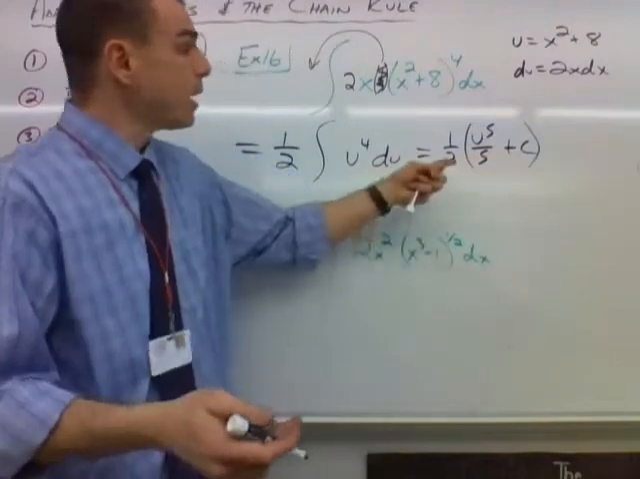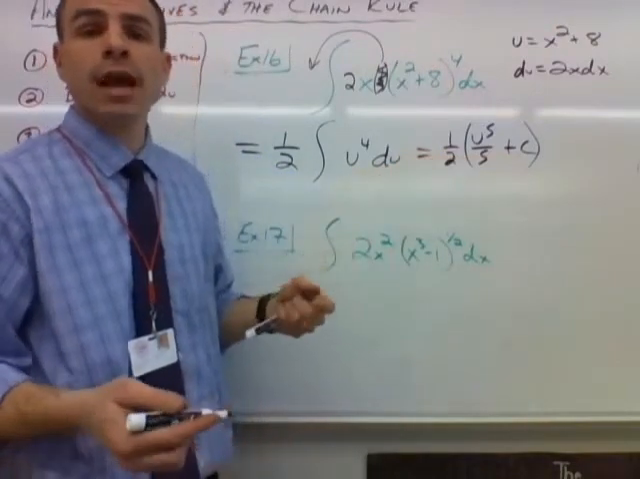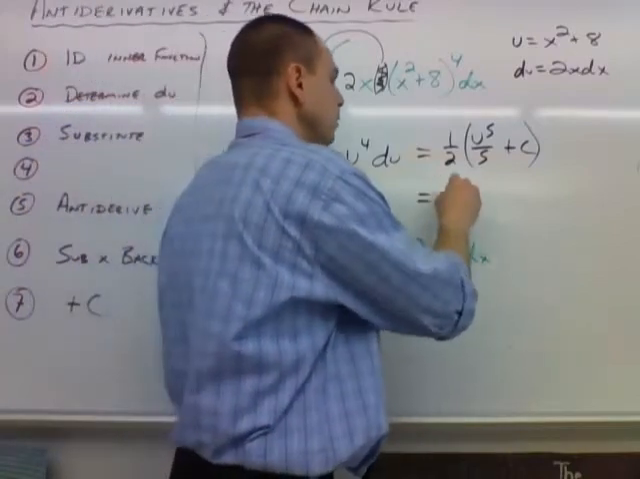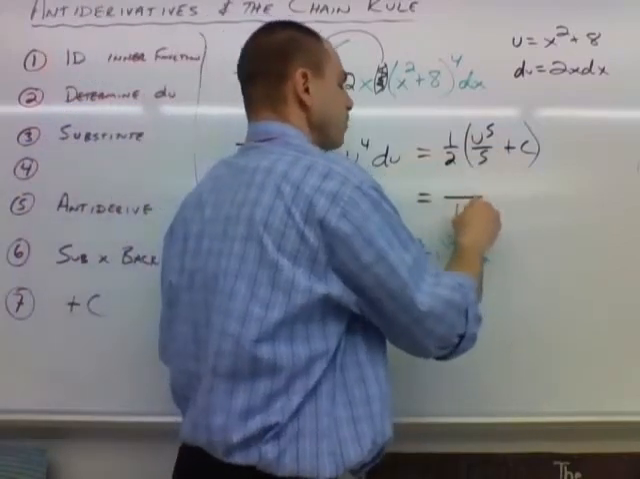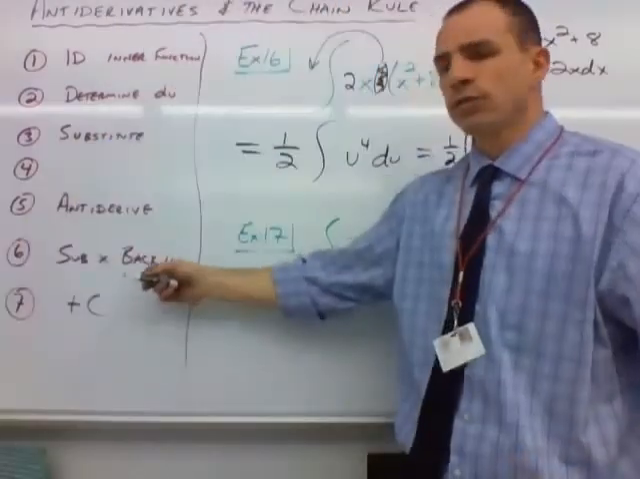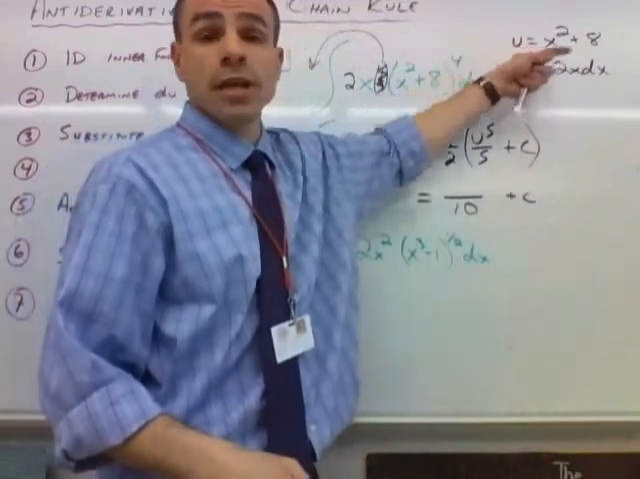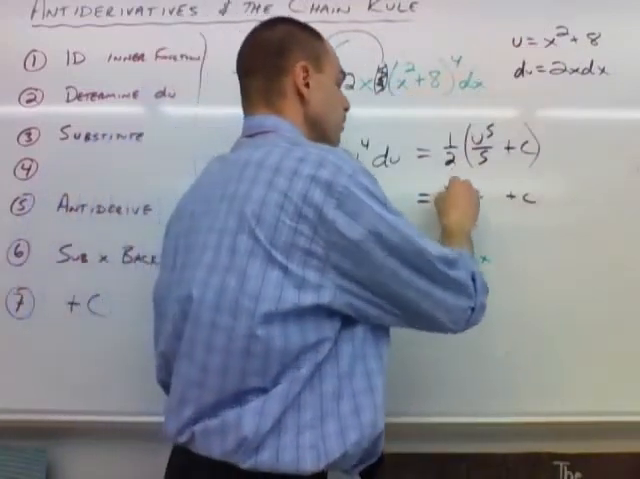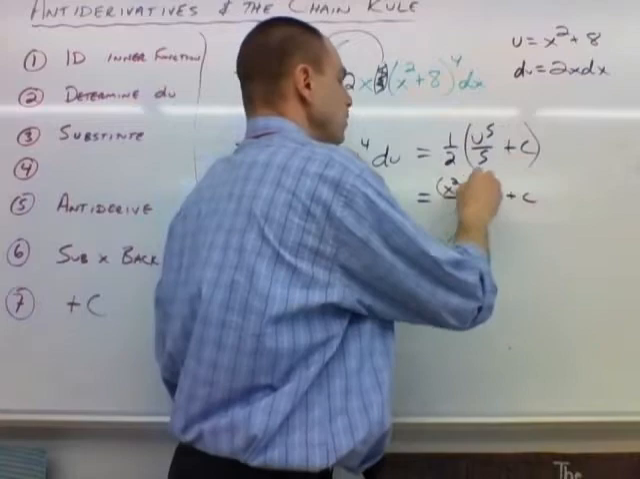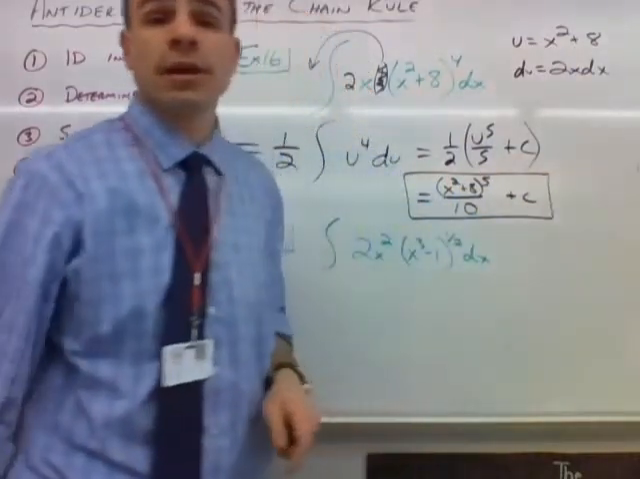Okay, but the 1/2 times the 1 over 5 means that we actually are going to be over 10. So we got u to the fifth over 10 now, and we're going to have our plus c. But let's combine our steps right here. We know that ultimately we want to sub x back in. So x squared plus 8 is the same thing as u. So we're going to have x squared plus 8 to the fifth power. And this expression right here, that's our antiderivative.